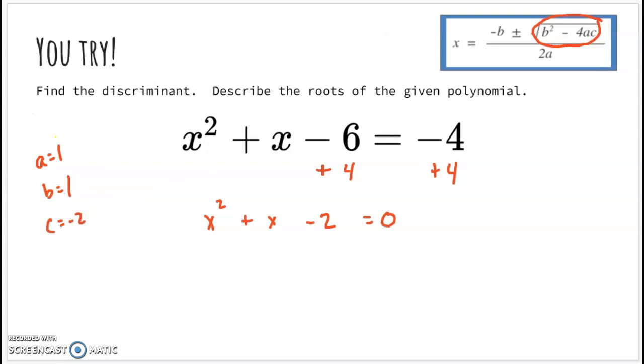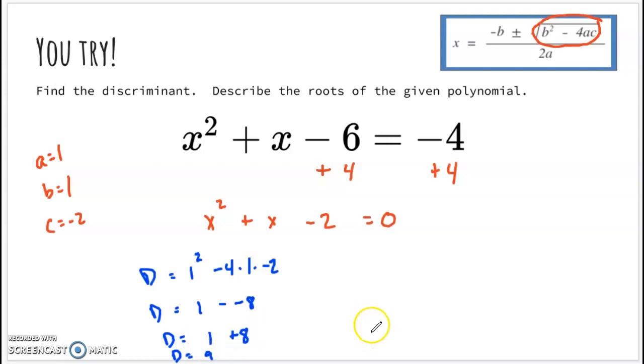If I'm plugging in to my discriminant, I am plugging in b squared, so 1 squared minus 4 times a times c, right? That's going to give me 1 minus 4 times 1 is 4, times negative 2 is negative 8. 1 minus a negative 8, that's going to give me 1 plus 8, which is 9. Okay, so my discriminant right there is 9.